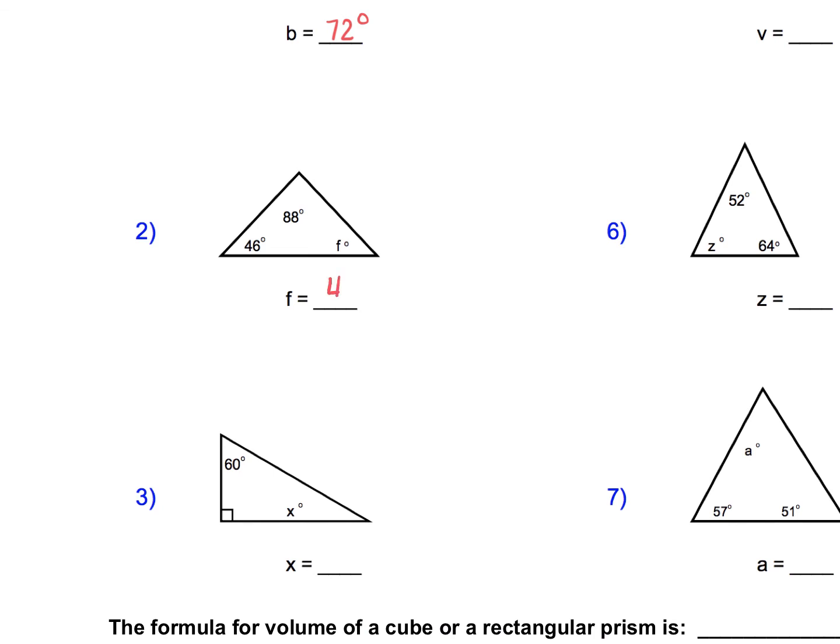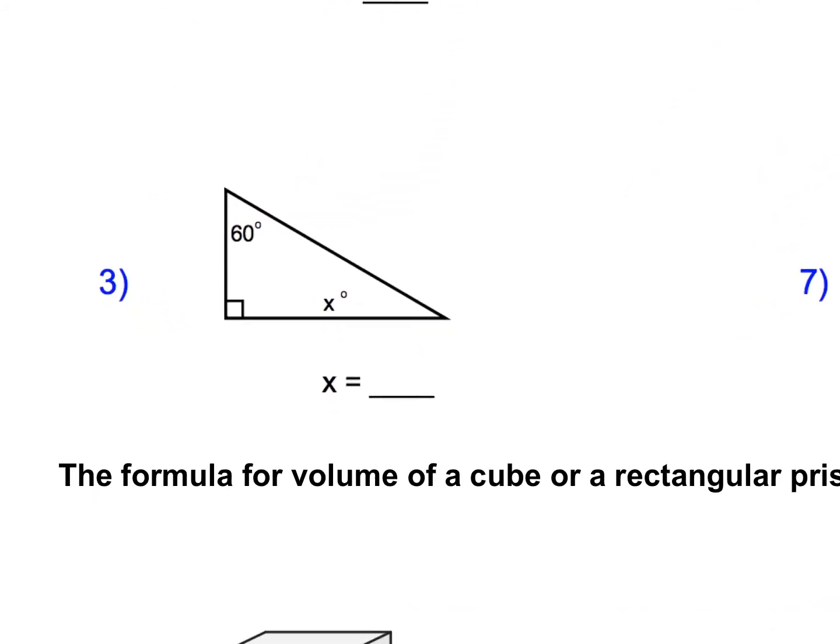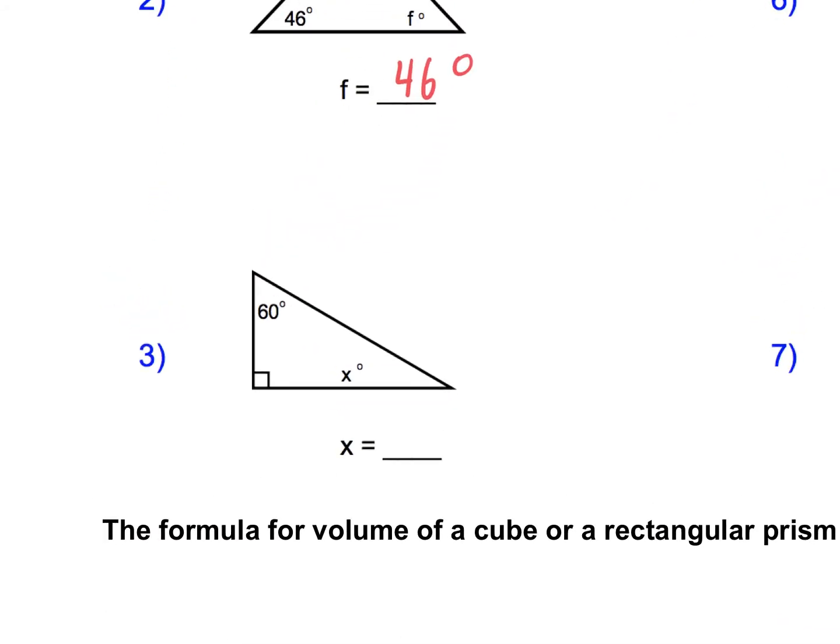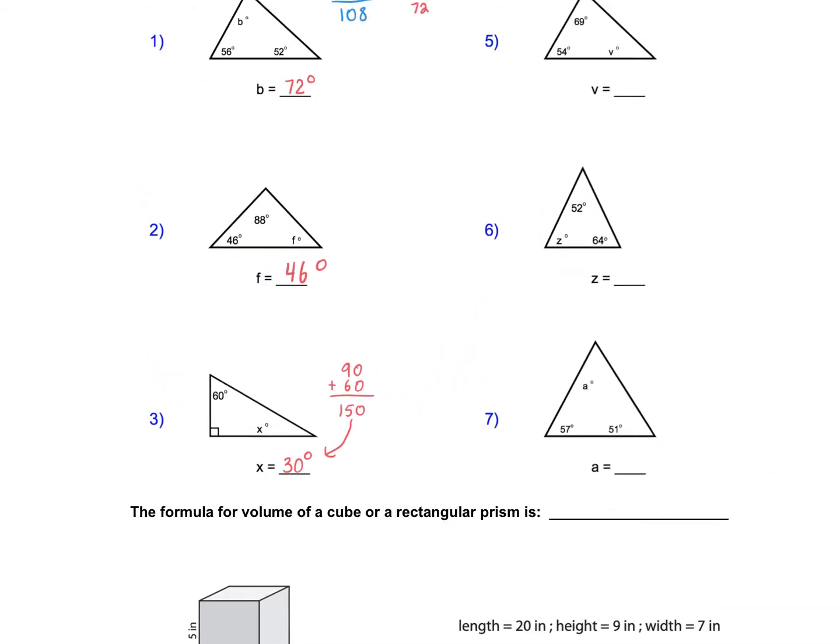Number 2, I got 46 degrees. For number 3 here, this is 60 and this is 90. So once I add those 2 up, we get 150. What would X equal here? You should have gotten 30 degrees.